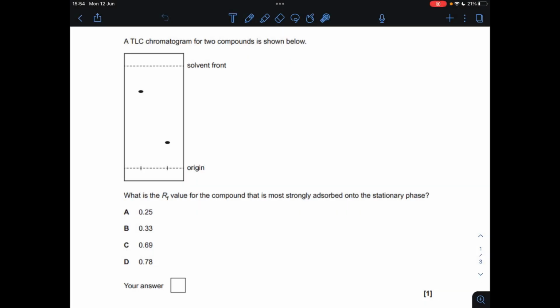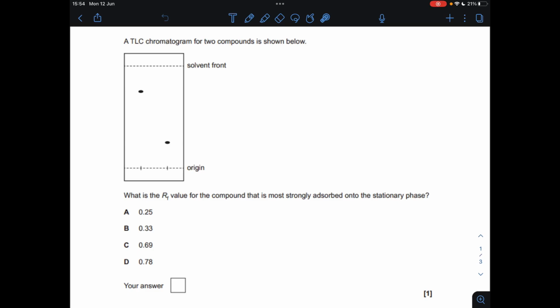Okay, so make a start. So we've got a multiple choice question to kick off with. So TLC chromatogram for two compounds, compound 1, compound 2. And we've got to work out the RF value for the compound that's most strongly adsorbed onto the stationary phase.